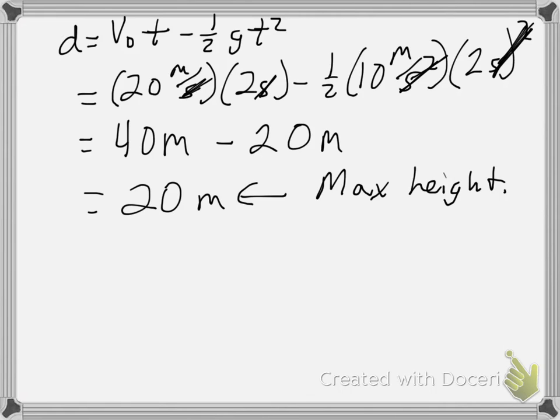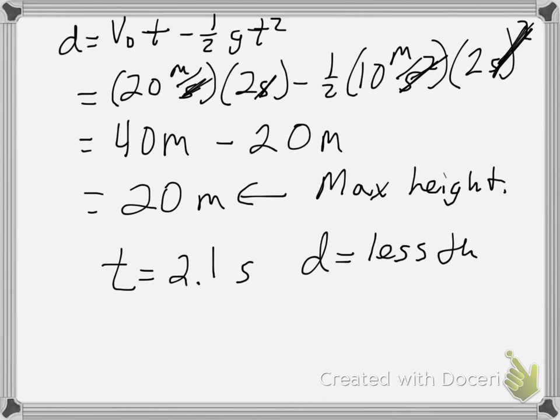And you can convince yourself of that. I won't do it, but if you take t equals 2.1 seconds, just a split instant later, and you calculate d, it will be less than 20 meters, meaning that it'll be closer to the ground. So this 20 meters is the max height.